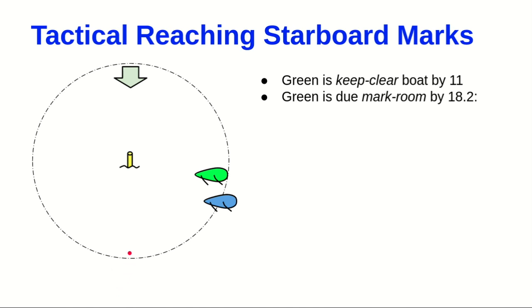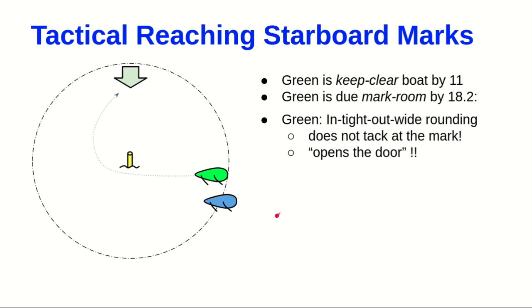Okay, we have similar sort of problems if you're reaching into a mark. Here we have two boats, they've reached the zone, they are overlapped on the same tack. Blue must give green mark room. Blue is the right-of-way boat, green is the keep clear boat. In they come to the mark. Blue must give room for green to sail to the mark, but she doesn't have to give her room to do a tactical rounding to let her go in wide and out tight.